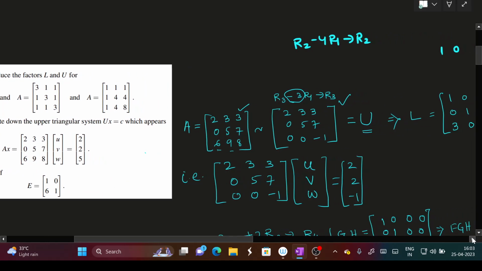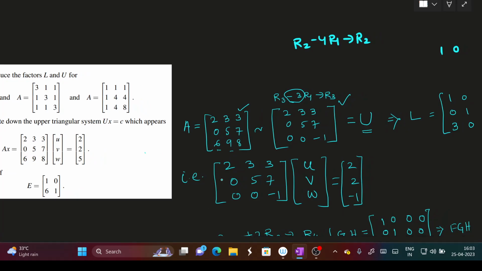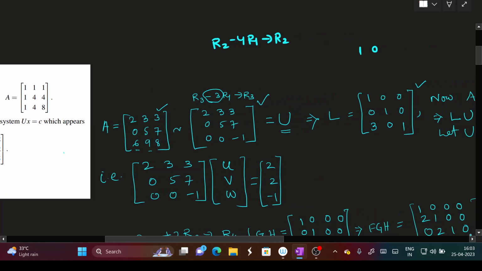Here this 6 is to be made 0. To make this 6 zero, we are expected to do the operation R3 minus 3 R1 stored in R3 to get the upper triangular matrix U. So here minus 3 will be replaced by plus 3 in L. So L is nothing but E31 inverse, which is [1, 0, 0; 0, 1, 0; 3, 0, 1]. So this is my L.